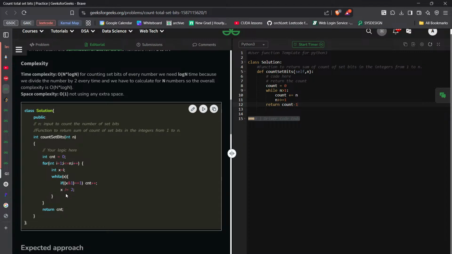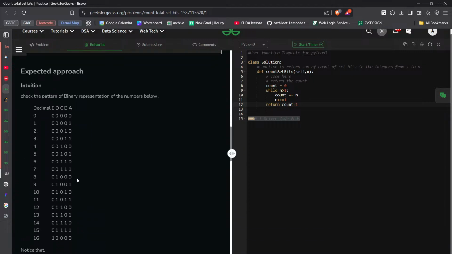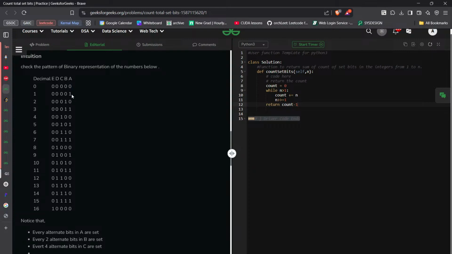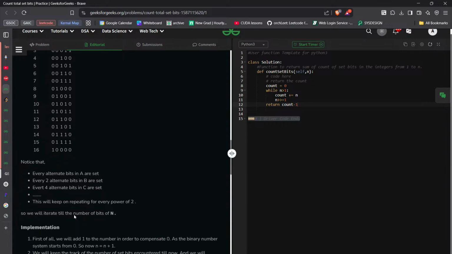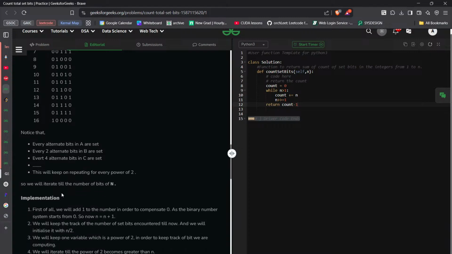So this is the brute force approach, checking all, but we don't want this. Check the patterns of binary representation. Notice that alternate bits in A are set, 0 1 0 1. Every 2 alternate bits in B are set, every 4 alternates in B are set. This will keep on repeating for every power of 2. So we'll iterate till the number of bits of n. We'll add 1 to the number in order to compensate for 0, as the binary number system starts from 0, so n plus 1. So we will track the number.